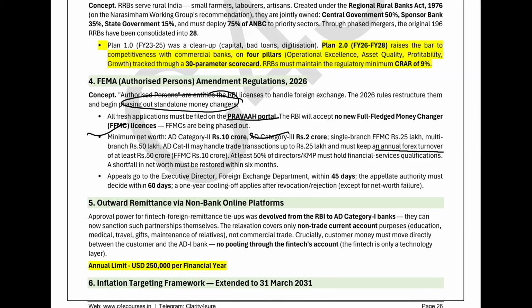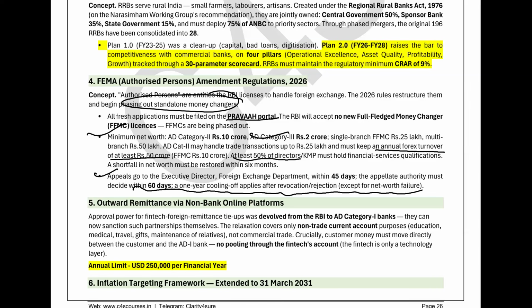50% of the directors and KMP, ठीक है, KMP hold financial services qualification. A shortfall in net worth must be restored within 6 months. Now, try to understand. Appeals go to the Executive Director, Foreign Exchange Department. Within 45 days, the appellate authority must decide. Within 60 days, a 1-year cooling off applies after revocation or rejections, except the net worth failure.